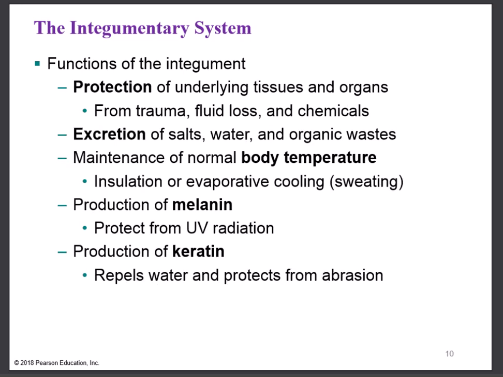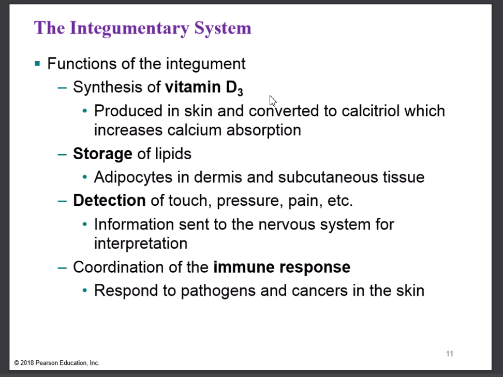So the major functions that I'd like you to know for the integument or the integumentary system are protection, excretion, maintaining body temperature, producing an important pigment called melanin, producing an important protein called keratin, producing an important vitamin called D3, storing fats, which we're going to call lipids, sensing different sensations that are taking place about us and relaying them to the nervous system for interpretation, and then finally initiating an immune response to disease-causing organisms or cancerous changes that are taking place in the integument.